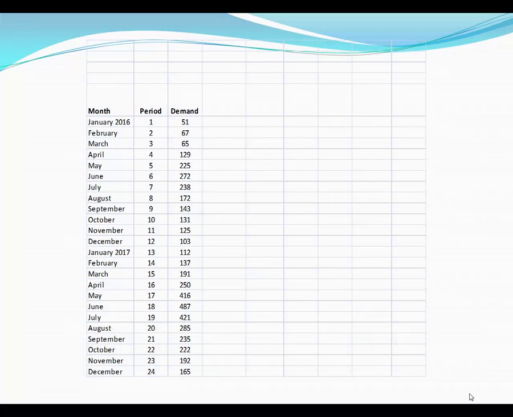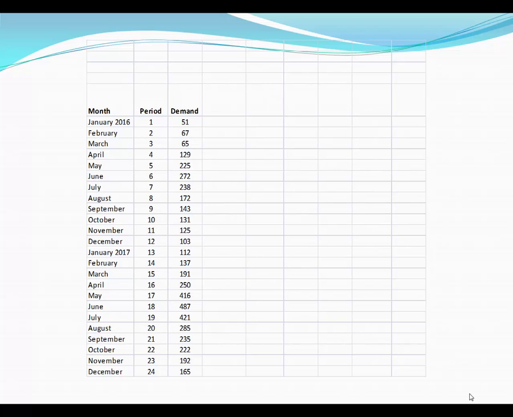To start out, let's assume we have 2 years' worth of monthly data where we have demand information for some product or service of interest. If you look at the demand, it seems to be going up over time, but it doesn't necessarily jump by the same amount each period. In fact, you have some periods where demand might come back before it goes up. For instance, demand in January 2016 is 51, in February it's 67, falls back to 65 in March, but then it goes up again in April.